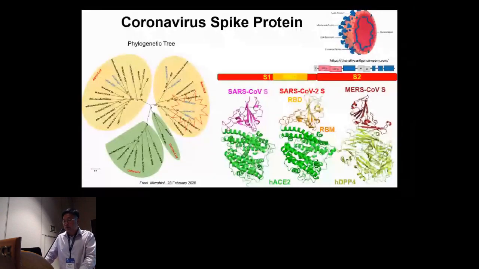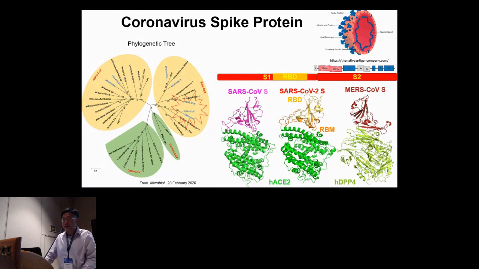Just a very quick review of the coronavirus spike protein. Coronaviruses are a very big RNA virus family. There are 7 coronaviruses that can infect humans, and 3 pathogenic ones: SARS-1, SARS-2, and MERS. They belong to the beta coronaviruses, and their genome structures are quite similar. They encode about 16 non-structural proteins and 4 structural proteins.